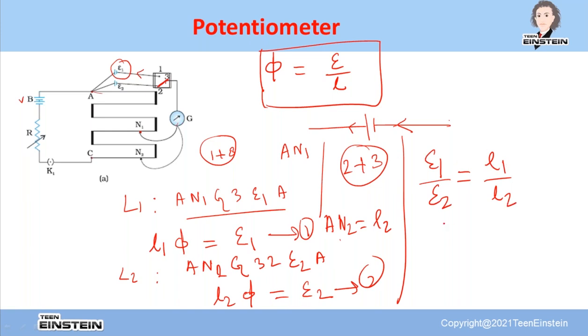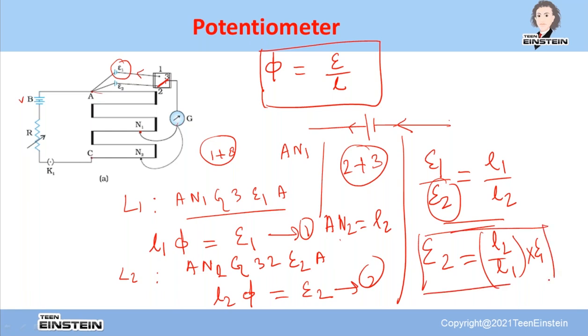Now look, if this is a standard cell and this is the unknown EMF of the battery, look here how I can find out. I have to take the ratio L2 by L1, and multiply it with E1, that is the EMF of the standard battery, which I should know.